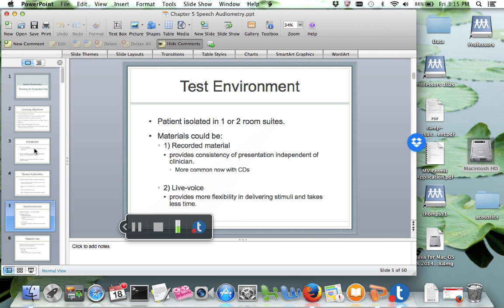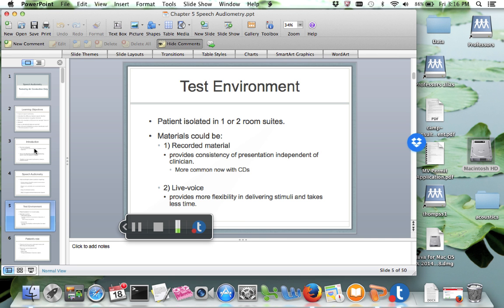The test environment is similar to the environment where we tested the pure tones. The patient will just stay in their seat and you will basically push a button on the audiometer and switch from pure tones to speech. Again, there'll be a 2-room suite. There's an audiologist in one room with the equipment, the audiometer, and the patient in the opposite room with a window to look through. They're in a sound isolated chamber. You're controlling the environment to make it as quiet as possible.